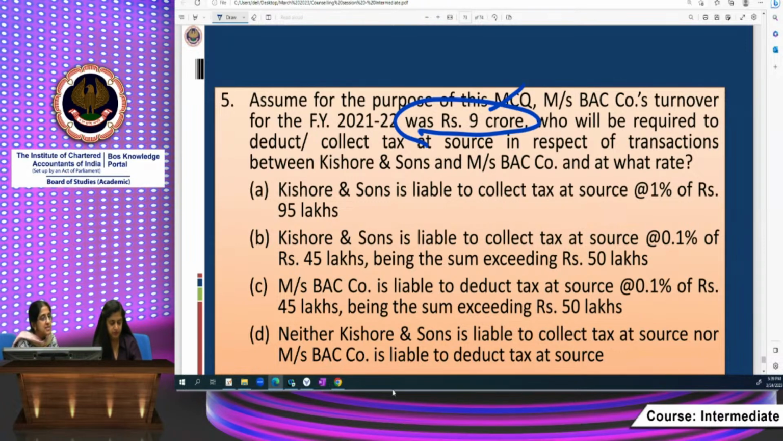I want your answers. These are the four options. Kishore and Sons is liable to collect tax at source at 1% of 95 lakhs. Kishore and Sons is liable to collect tax at source at 0.1% of 45 lakhs, being the sum exceeding 50 lakhs. BAC is liable to deduct tax at source at 0.1% of 45 lakhs, being the sum exceeding 50 lakhs. Neither Kishore and Sons is liable to collect tax at source, nor BAC is liable to deduct tax at source. Which of the four options is right? Can we have your answers, please?